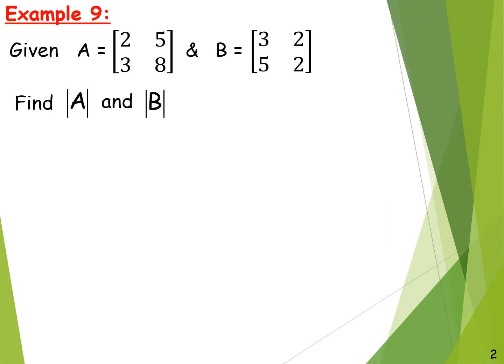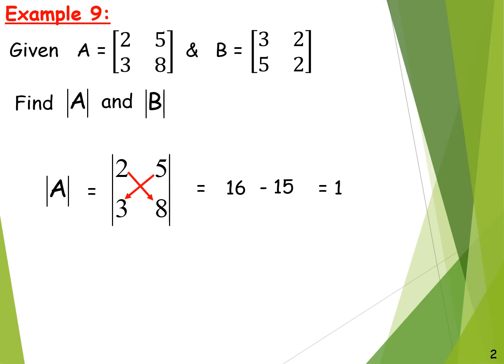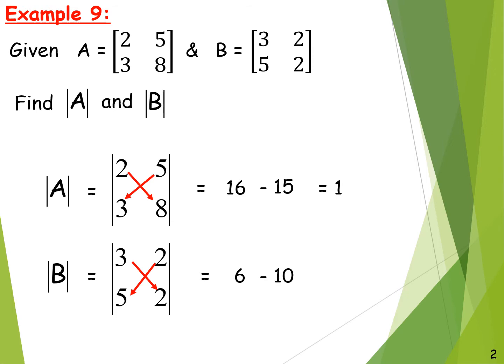Example 9. Given A = [2 5; 3 8] and B = [3 2; 5 2], find determinant A and determinant B. Determinant A is equal to 2 times 8 is 16, minus 5 times 3, 15, so determinant A is equal to 1. Determinant B is equal to 3 times 2, 6, minus 2 times 5, 10. So 6 minus 10 is equal to negative 4.